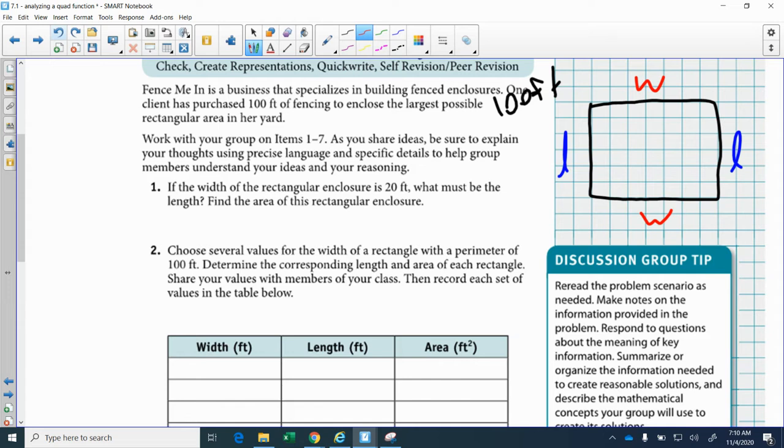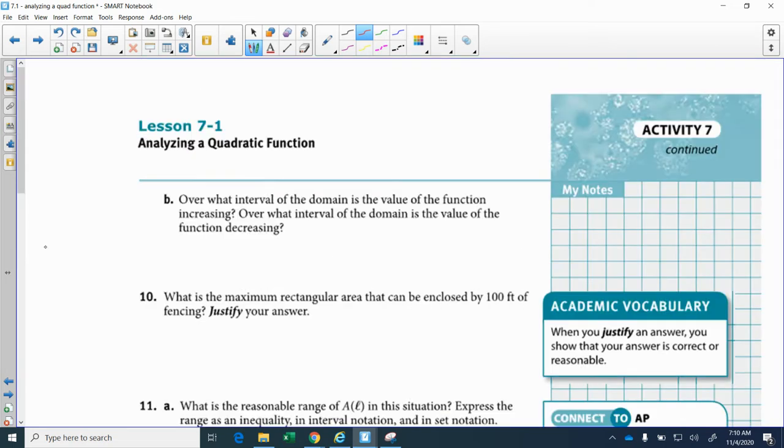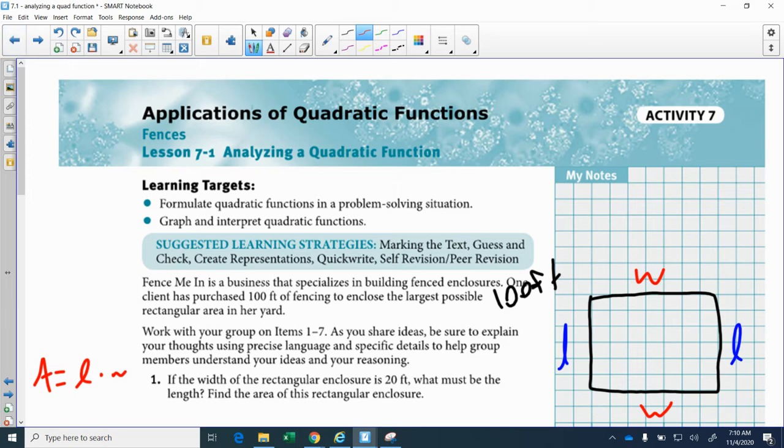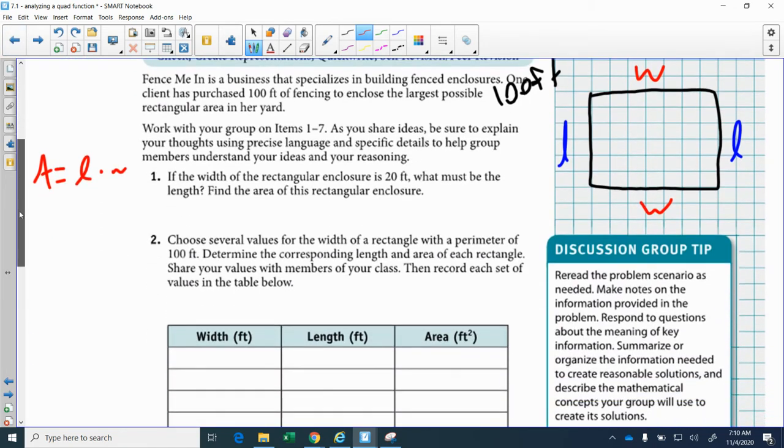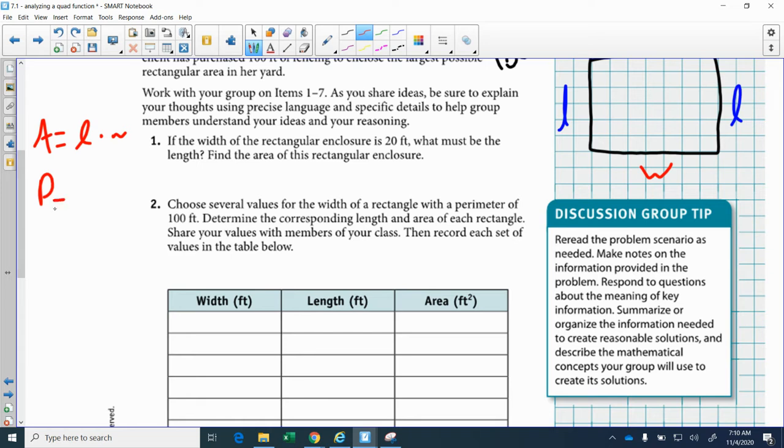So what I want to do is try to understand how many feet I could use and what would maximize my area. How can I get the largest amount of area? To understand this, I want to understand two different things. First off, area equals length times width. And then the perimeter, which is the total amount of fencing I can go around, is going to be 2 length plus 2 width, okay?